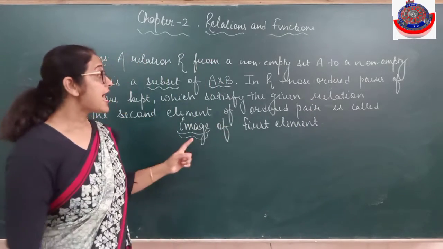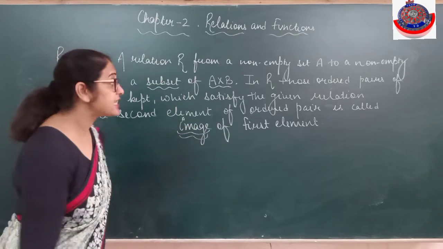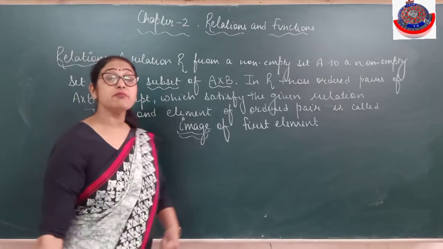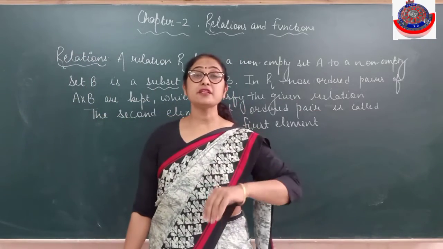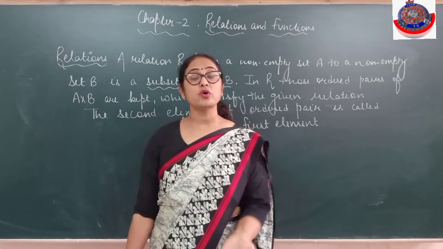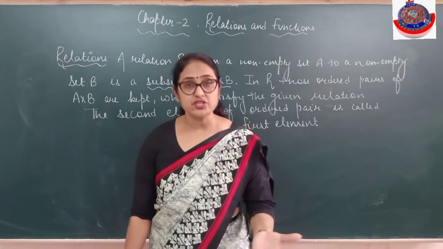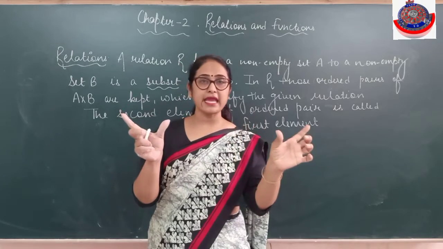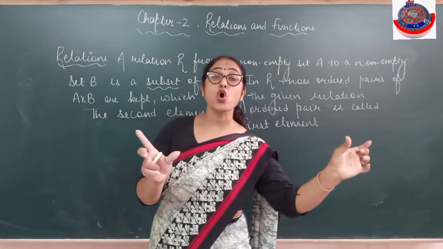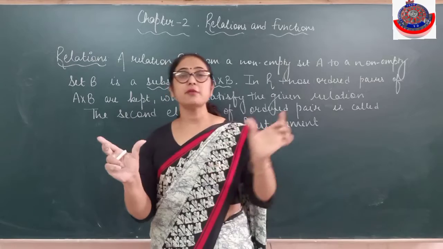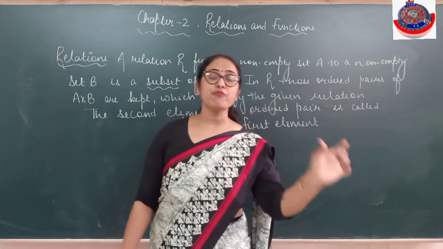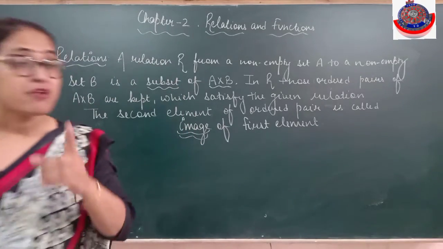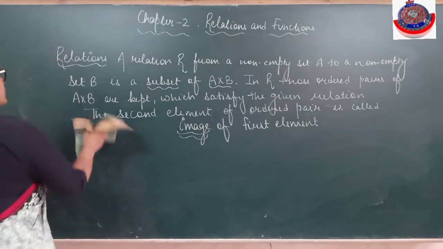Alright, clear? And keep in mind the second element of the ordered pairs which come in the relation. The second element is called the image of the first element. So in (A, Ankita), Ankita is an image of A. Asha is an image of A. Bharti is an image of B. The second element is called the image of the first element. Very, very important concepts now we will do for relations.